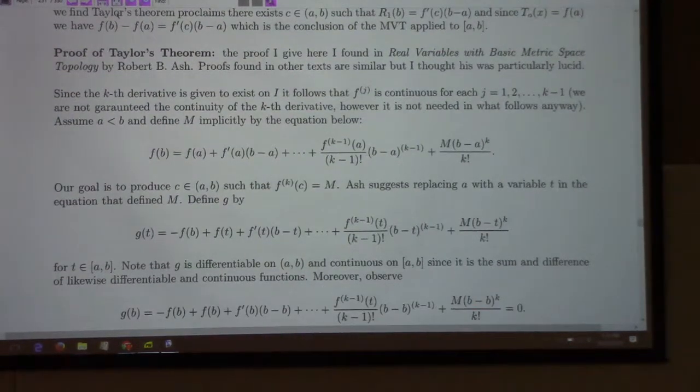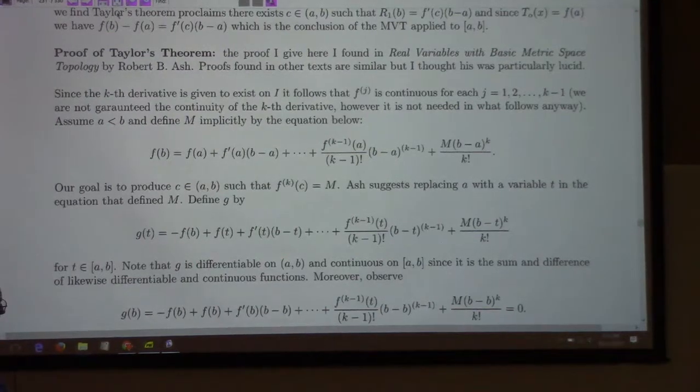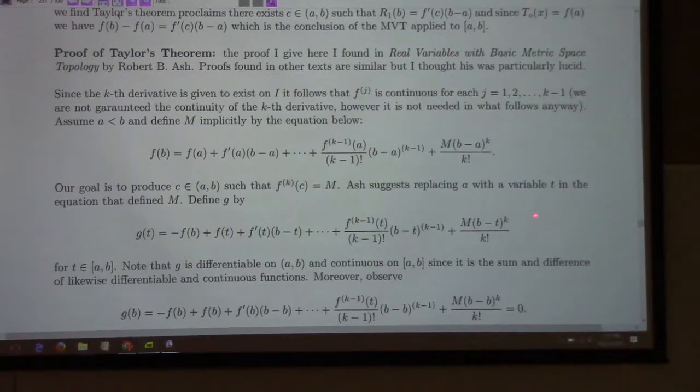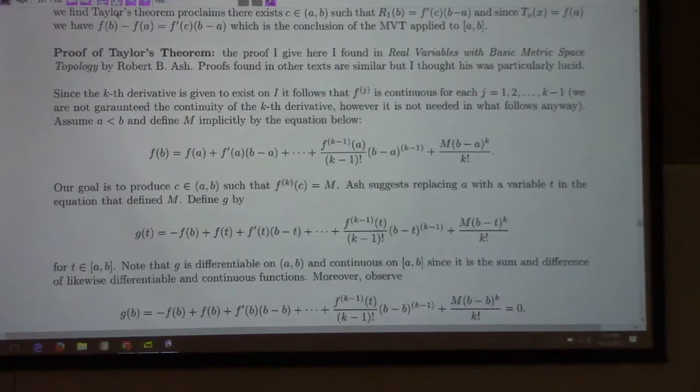to prove this, which I think you should at least see, if not write down, what you do is you construct a function g by f of b minus this stuff. The way I've constructed this is so that this is a differentiable function because it's built with the function and up to its (k minus 1)th derivative. We're assuming that the function is k times differentiable, so we can definitely differentiate this thing. It's a differentiable function, and it's continuous for a very similar reason.